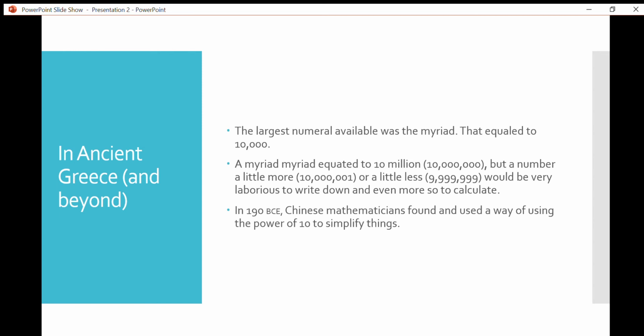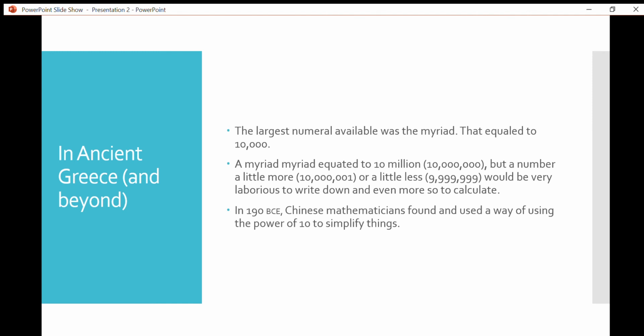In 190 BCE, Chinese mathematicians found and used a way of using the power of 10 to simplify things. Just like this equation, 7.2 times 10 to the power of 6. 10 to the power of 6 is 1 million. So 7.2 times 1 million is 7,200,000. That's why these equations are very good.